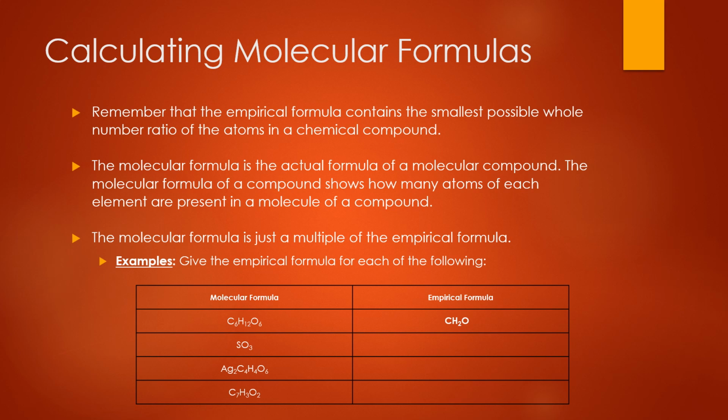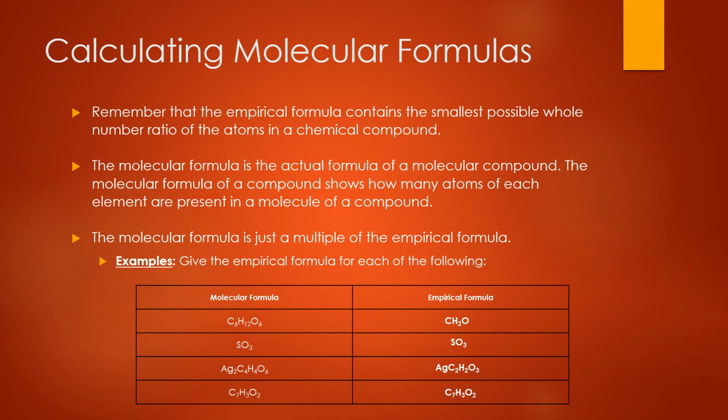For SO3, there's nothing we can divide here, so we notice the molecular formula and the empirical formula are the same, and that happens from time to time, so just pay attention to it. The next one, we have Ag2C4H4O6. They're all divisible by 2, and when we divide by 2, we get AgC2H2O3. And the last one, we have C7H3O2. Now, there's nothing that we can divide them all equally by because you can't have decimals or fractions of our subscripts. So again, here's another example where the molecular formula and the empirical are the same.